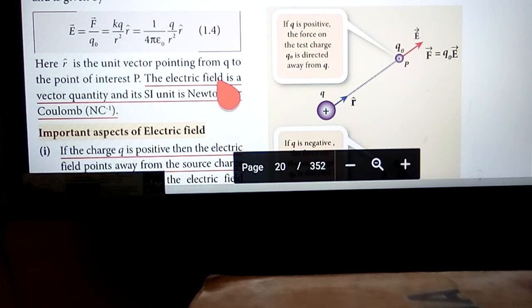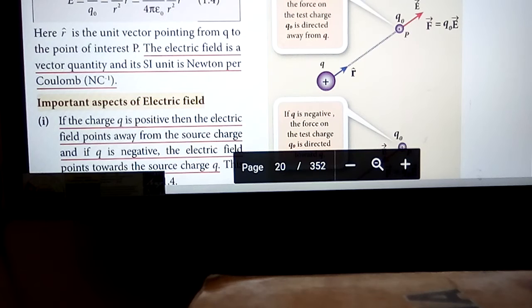Now the electric field is a vector quantity, and therefore it will have both direction and magnitude, and its SI unit is Newton per Coulomb. It is also written as NC power minus 1. Now we are going to see the important aspects of electric field.